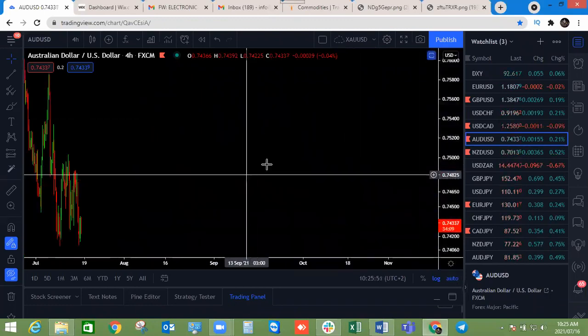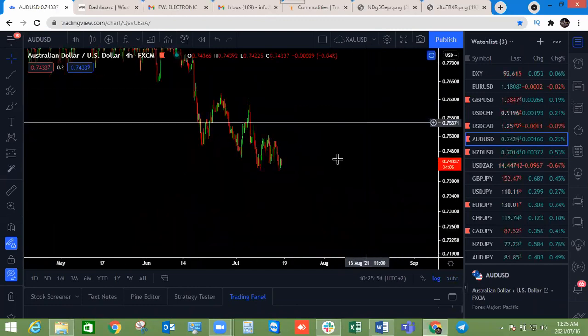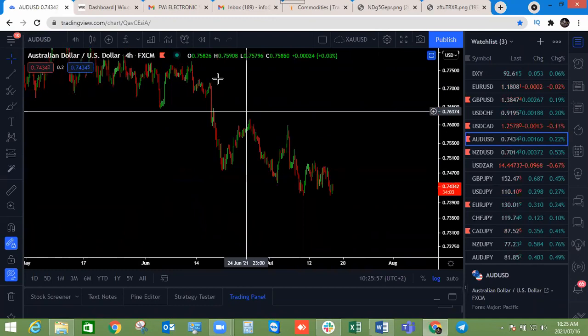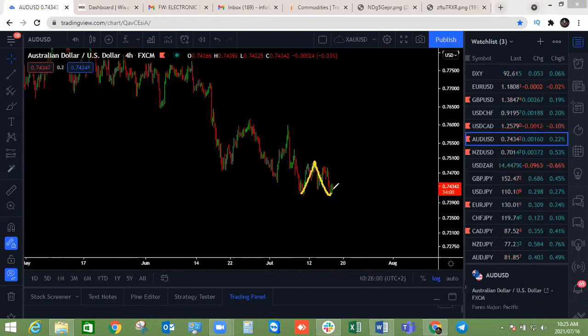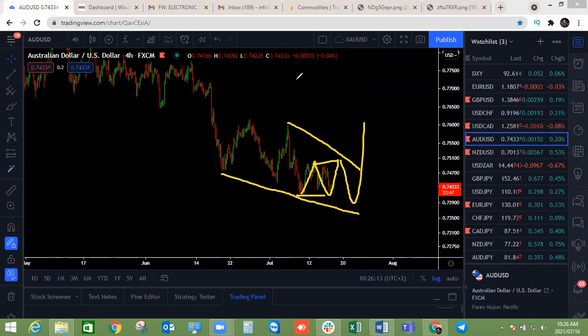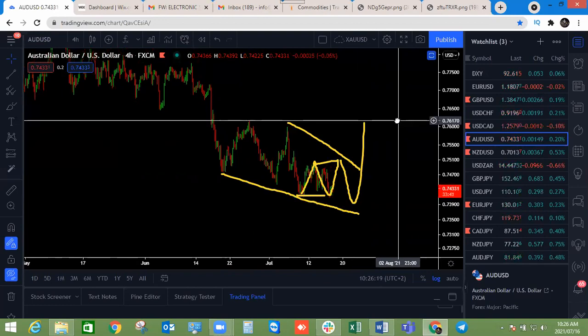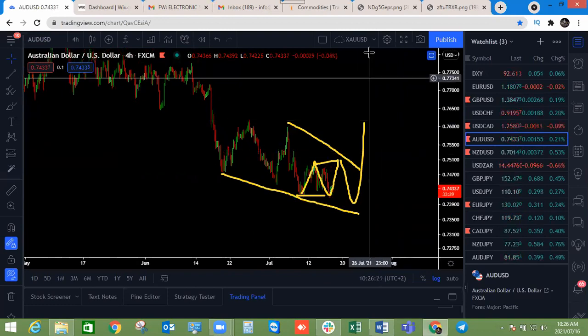What do we have now? We are back onto the blue box, and this looks like a corrective structure. So we can make a corrective structure here, make one more down into the blue box and push to the upside. Either way, we're just going to be making this ending diagonal around this level here. So we're just going to be making a diagonal coming down here, and then we're going to see a bounce to the upside.